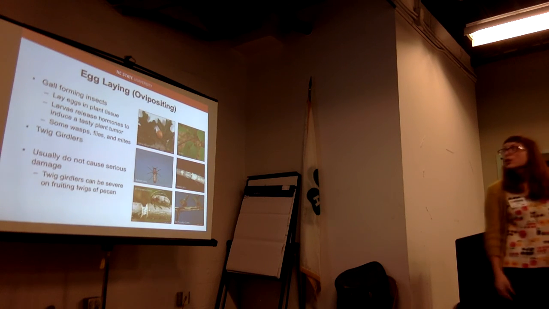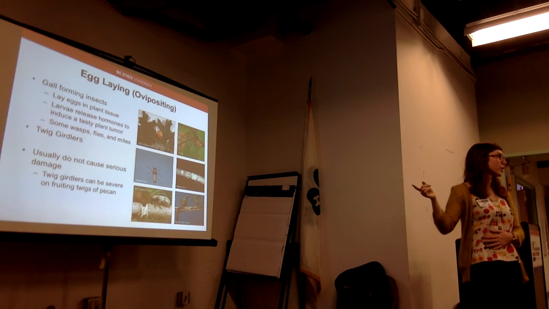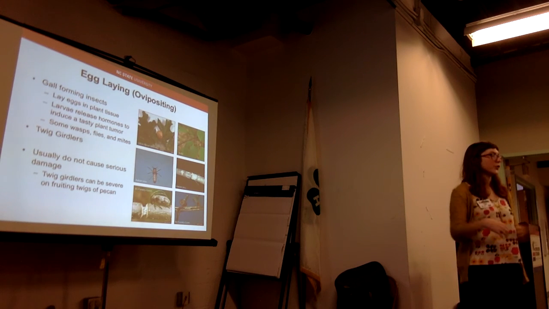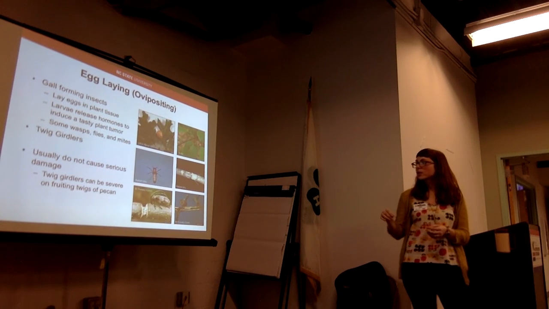Good questions. So in terms of egg laying and ovipositing, this is where a lot of times you see that gall formation, because the gall is actually a structure that the egg laying insect has induced to have food for the offspring. You'll also see twig girdlers.